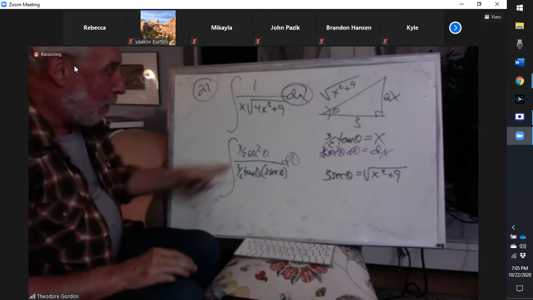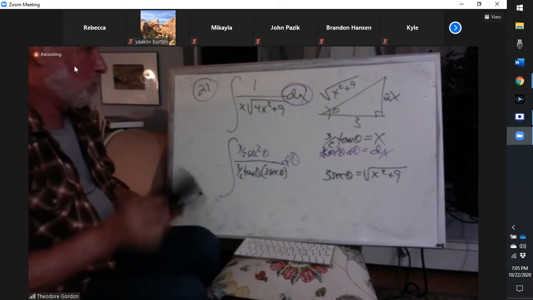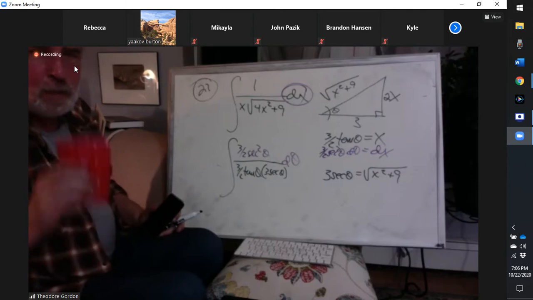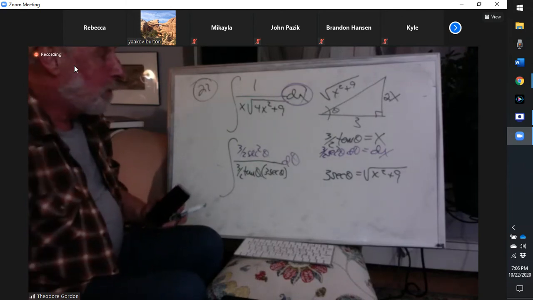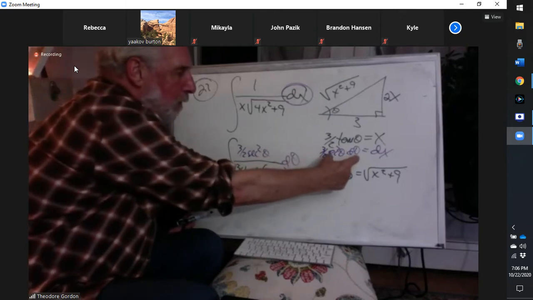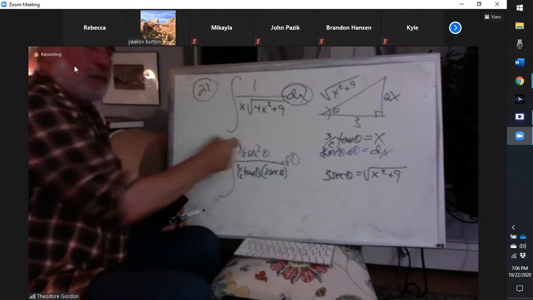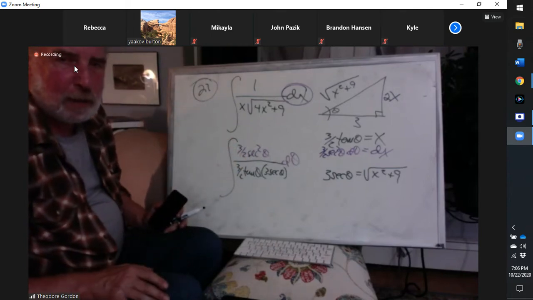Oh, and now the reward. A whole bunch of stuff is going to cancel out. Let me pause there for a second. Anybody got any questions about anything? Why is that secant squared theta on top? Well, it's replacing dx. Yeah, secant squared, that actually is here, but I moved the secant squared up, that's all. You okay with that?